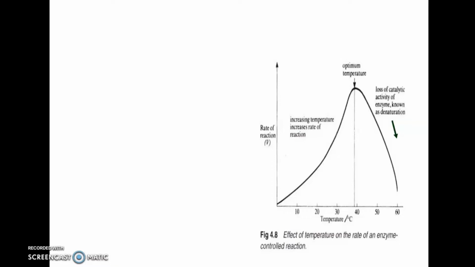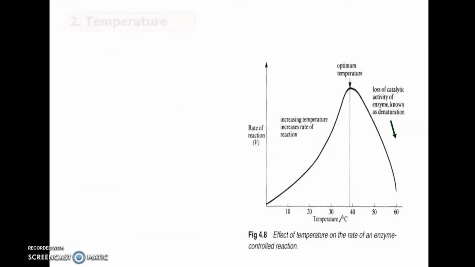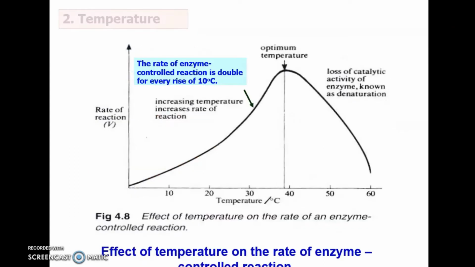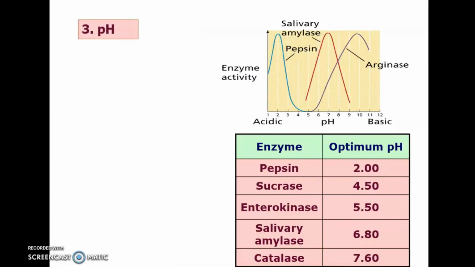The enzyme denatures due to the breaking of the excessive bonds that maintain the globular shape of the enzyme. The bonds are hydrogen bond, ionic bond, disulfide bridge, hydrophobic interaction, and also van der Waals forces. And the third factor affecting enzymatic reaction is the pH. As you can recall, every enzyme has its own particular range of pH.